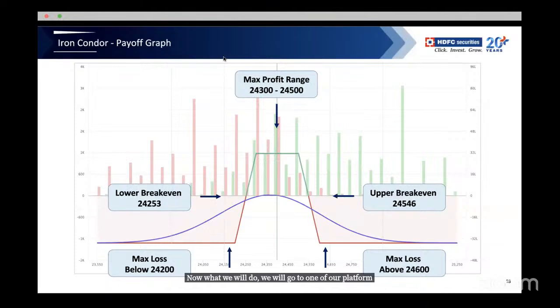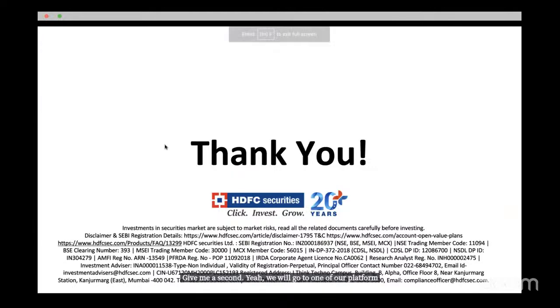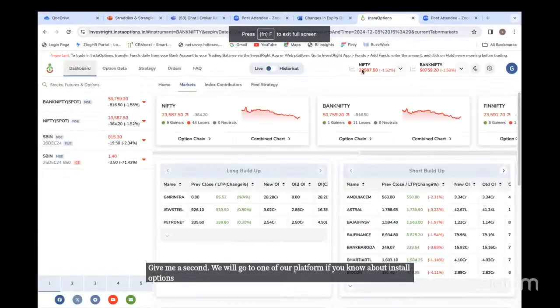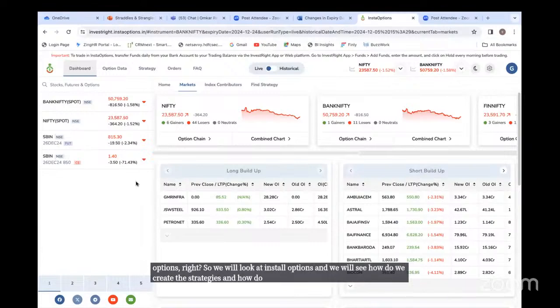Give me a second. Yeah, we will go to one of our platforms. If you know about Insta Options, right? So we will look at Insta Options and see how we create the strategies and how we execute them.